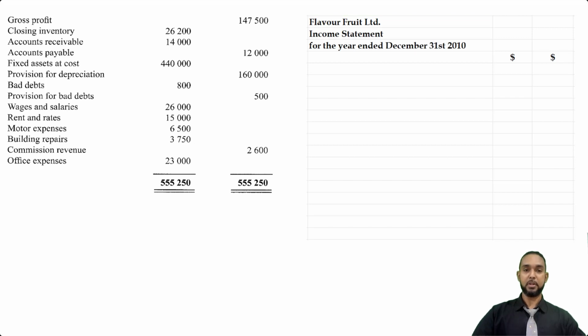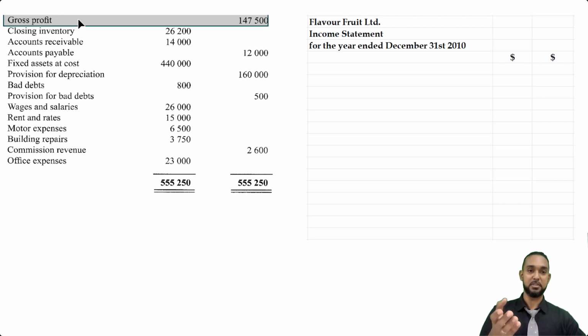So the first thing we're going to put here is actually the gross profit. I know most of you are accustomed to starting your income statements with sales and then subtracting returns inwards if that's there, but neither of those items are inside of this trial balance.